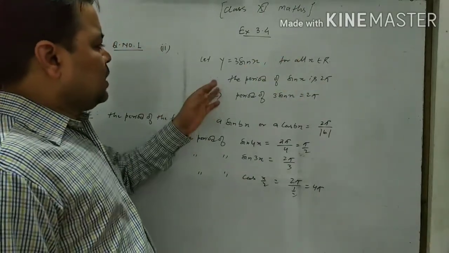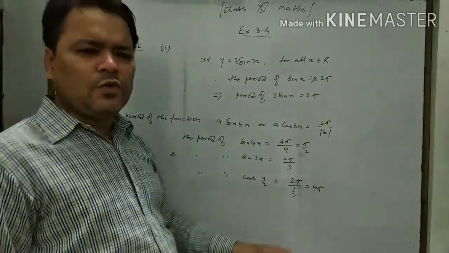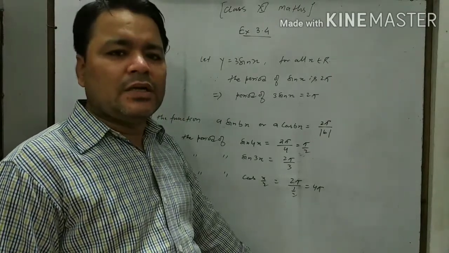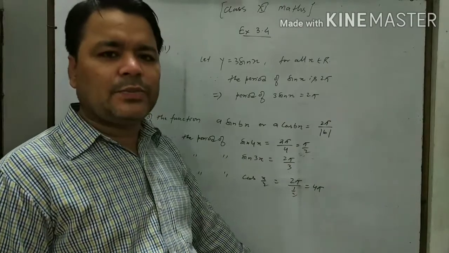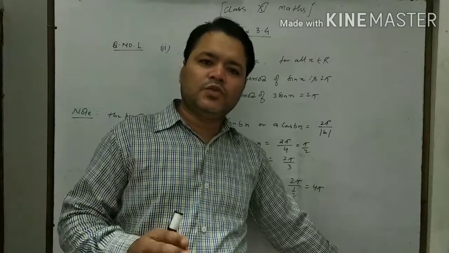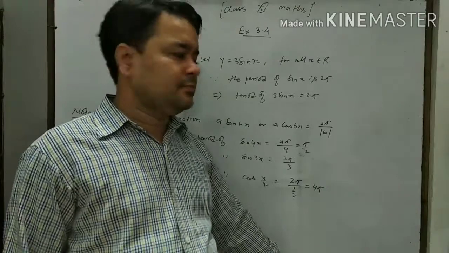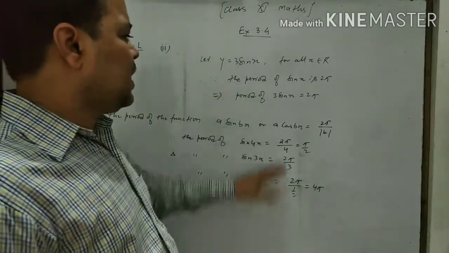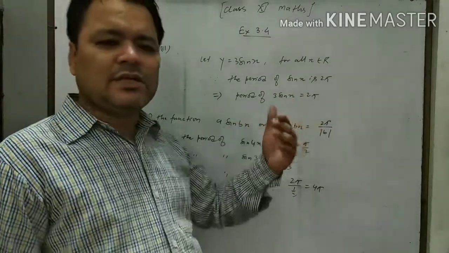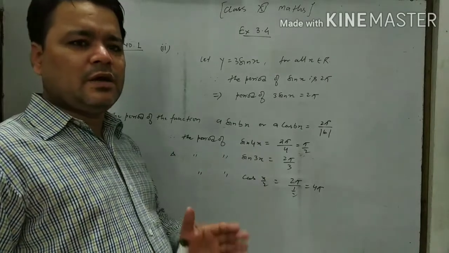Since the period of sin x is 2 pi, we know that the trigonometric function sine is a periodic function and its period is 2 pi, because after 0 to 2 pi the graph is repeated. Therefore the period of 3 sin x is also 2 pi. But before that let us discuss a formula.